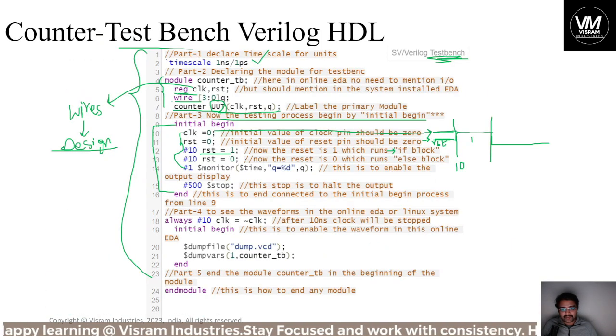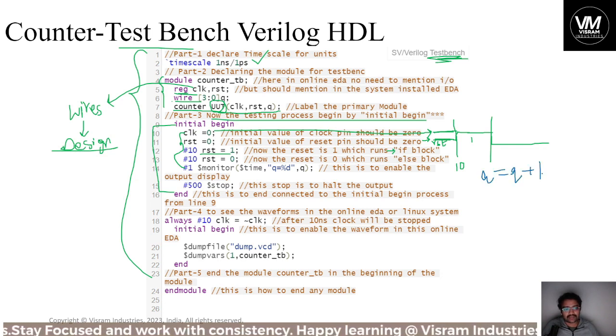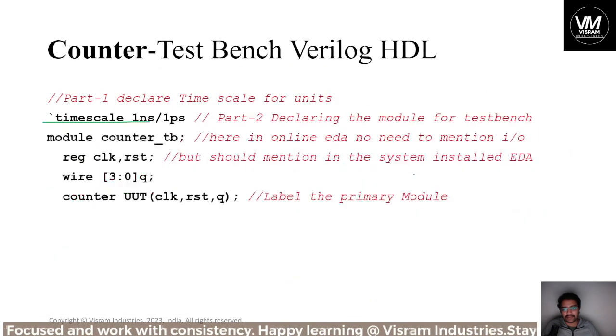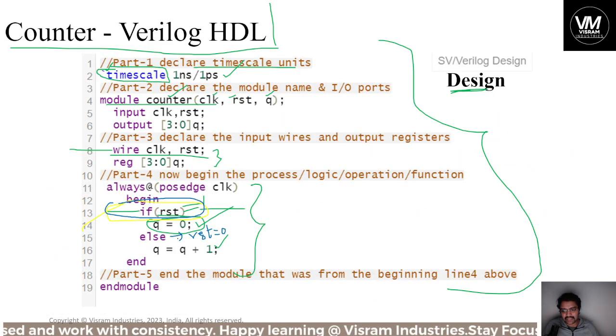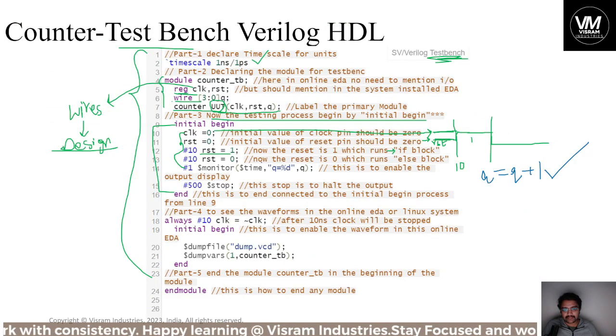So in the test bench environment, we are declaring reset is equal to 1. Then if reset is equal to 0, what happens? The design will be incremented. Q is equal to q plus 1. Design will be incremented. So else, reset is equal to 0, q is equal to q plus 1. Now you are running the else block. Now q is equal to q plus 1.